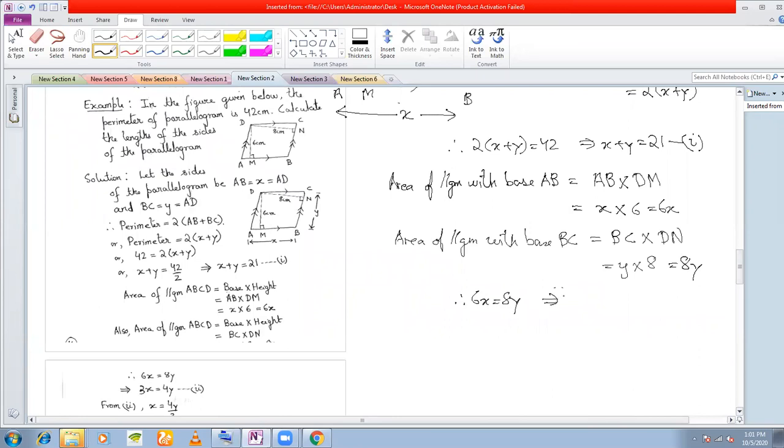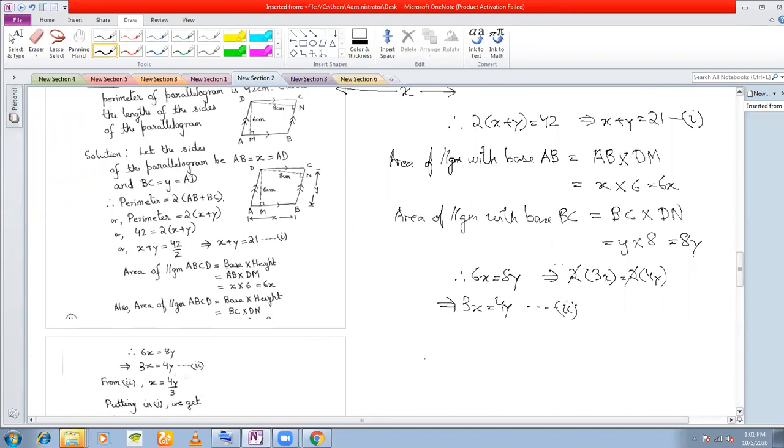That means cancel out the common factor. Twice of 3X is equal to twice of 4Y. So these two are going to cancel here. You're going to get 3X is equal to 4Y. This is your equation number 2, a relation between X and Y. So you can solve 1 and 2 simultaneously and get the values of X and Y.